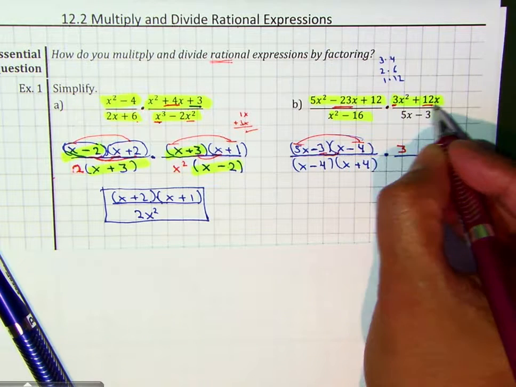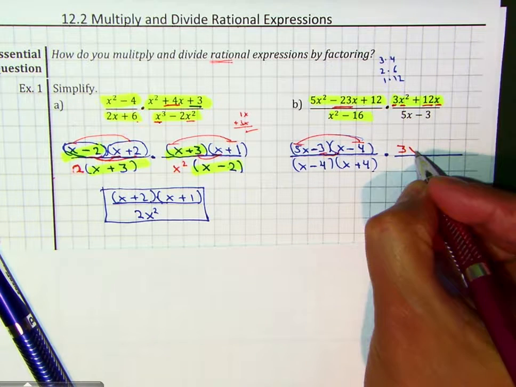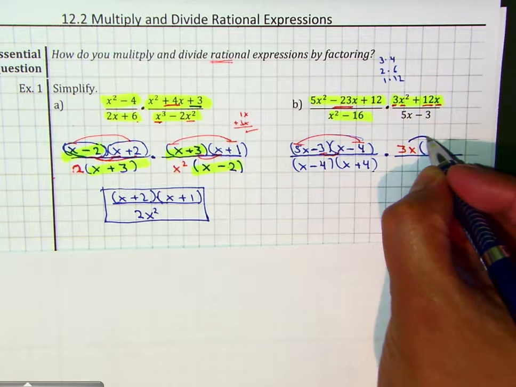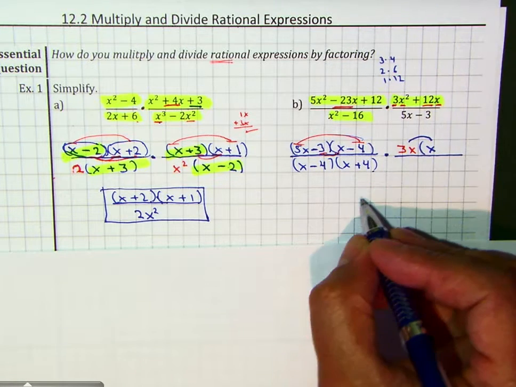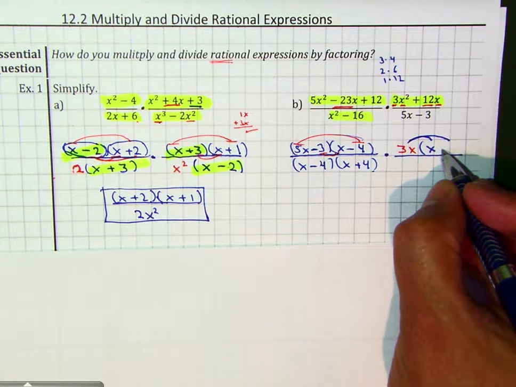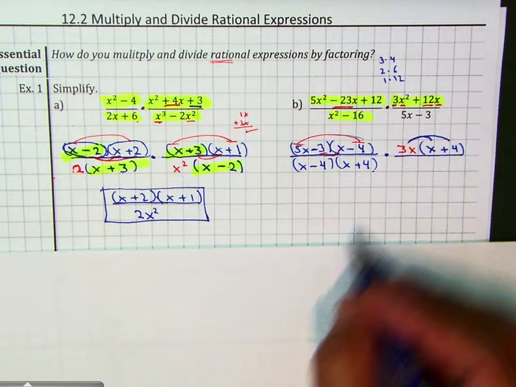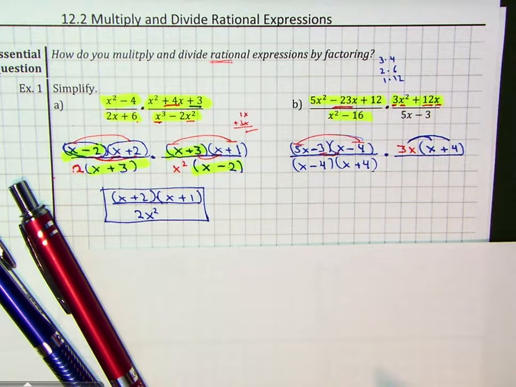How many x's can I take out? This one has 2 and this one has 1. So I can take out 1. And what's left behind? 3x multiplied by what gives me 3x squared? 3x times x. 3x multiplied by what gives me positive 12x? Positive 4. And that works, right? Now the last one is a 5x minus 3.